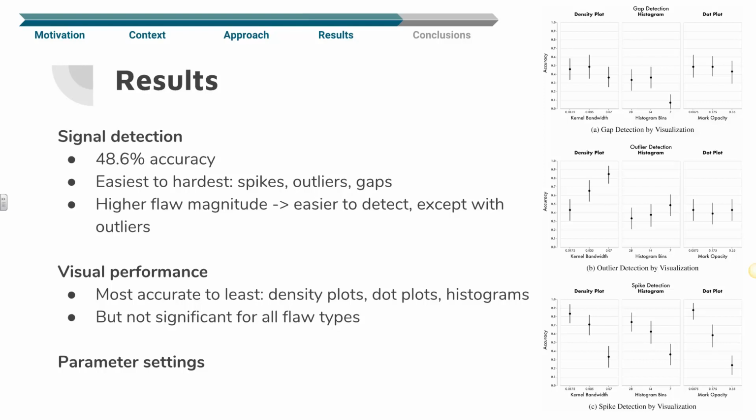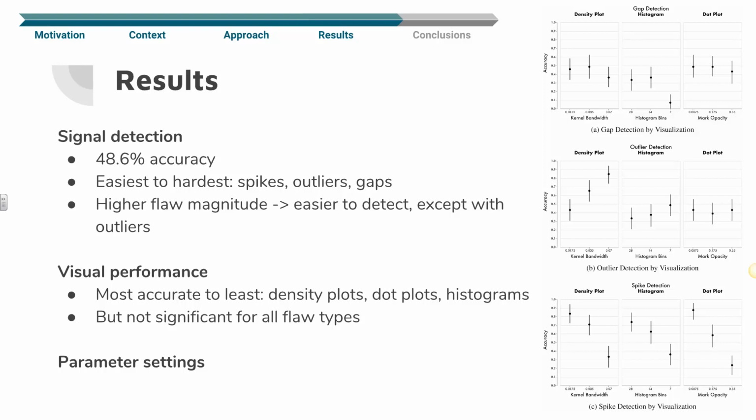So the density plots performed the best as far as people being able to accurately identify the flaws. Then dot plots, and then histograms were the worst performing. But this was kind of overall their performance. Depending on those flaw types, this actually varied a little bit and there wasn't a significant difference in all cases.